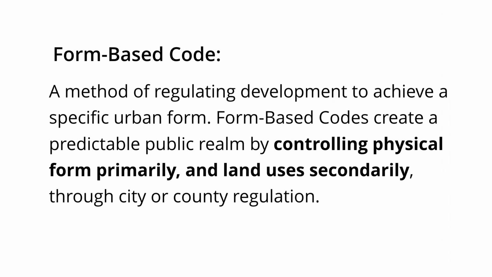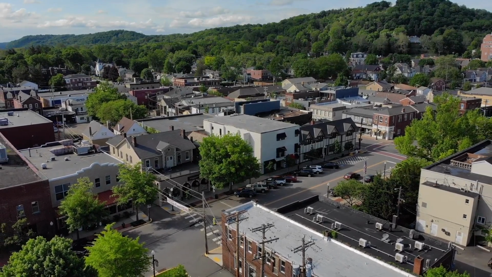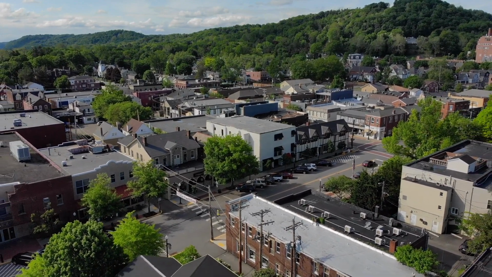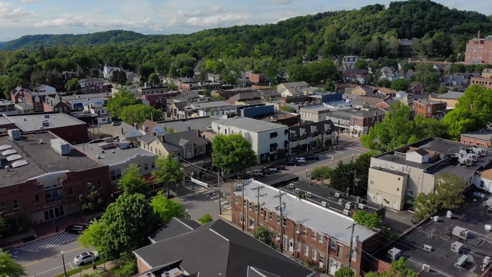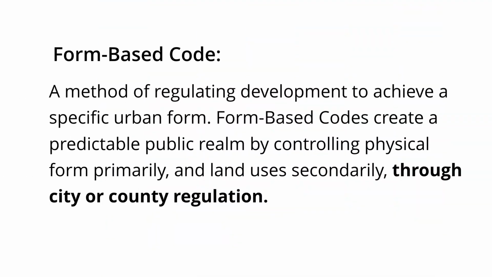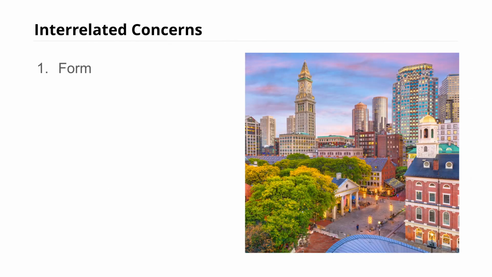There's a little myth busting there. We often hear people ask, well, if you're doing form-based code, does that mean you don't care at all about land use? Of course we care about land use. We just don't use land uses as the organizing principle and the dominant factor in a form-based code. Instead, the dominant factor is physical form. And then last, through city or county regulations. This means a form-based code, as we define it, is actually adopted by a local government and given the force of law.